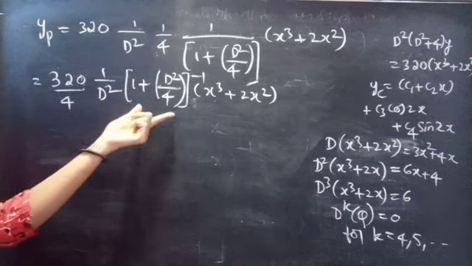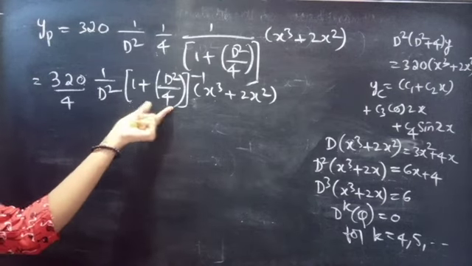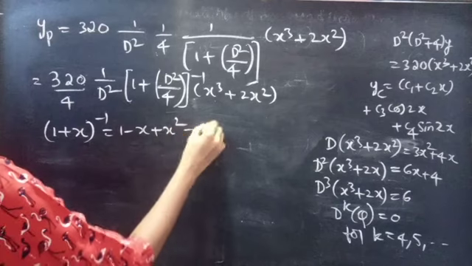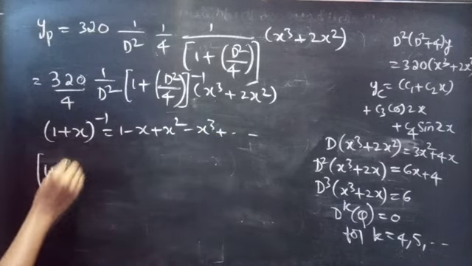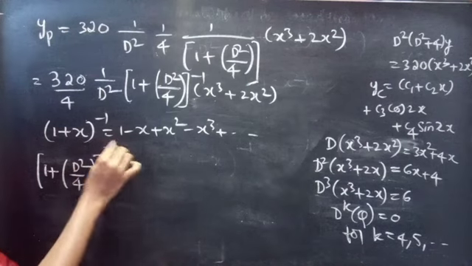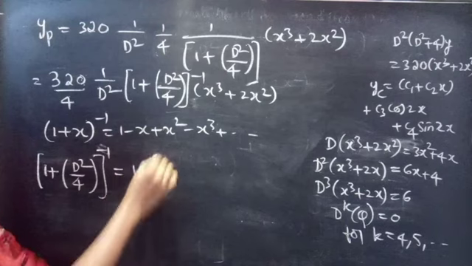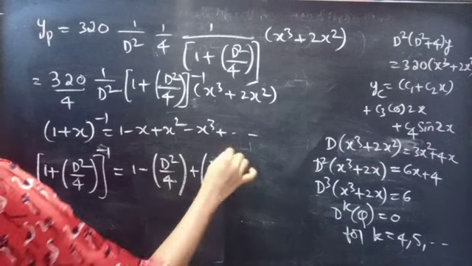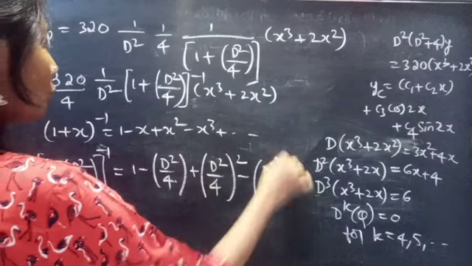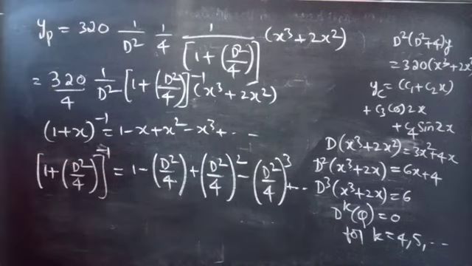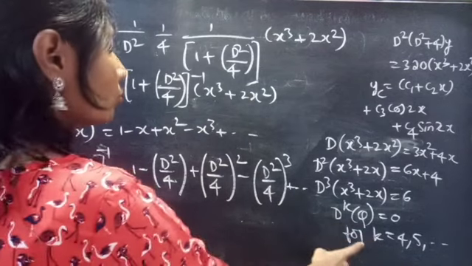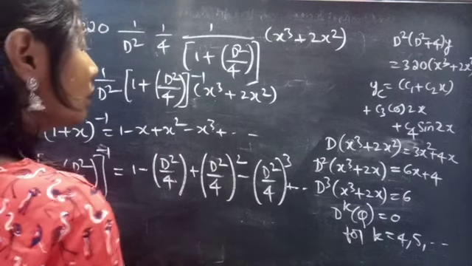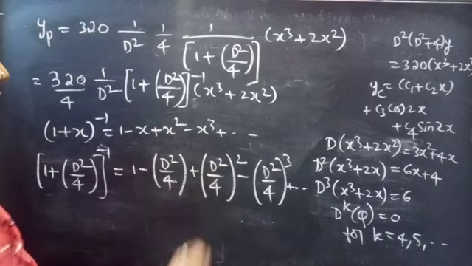Now we can use binomial series expansion to expand 1 plus d square by 4 whole inverse. We know that 1 plus x whole inverse equals 1 minus x plus x square minus x cube plus so on. Then for x equals d square by 4, we'll get 1 minus d square by 4 plus d square by 4 whole square minus d square by 4 whole cube plus so on. We know that d power k of q is 0 for k equals 4, 5 and so on, right? So we'll neglect higher powers from d power 4.